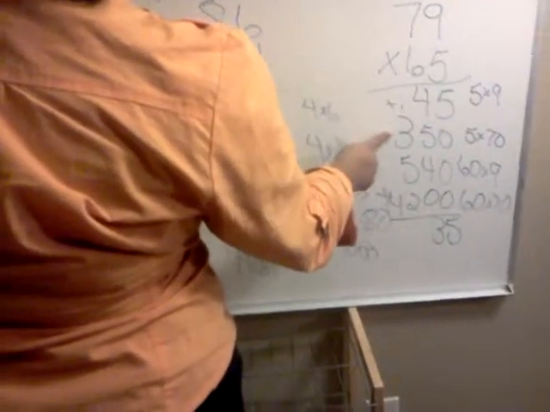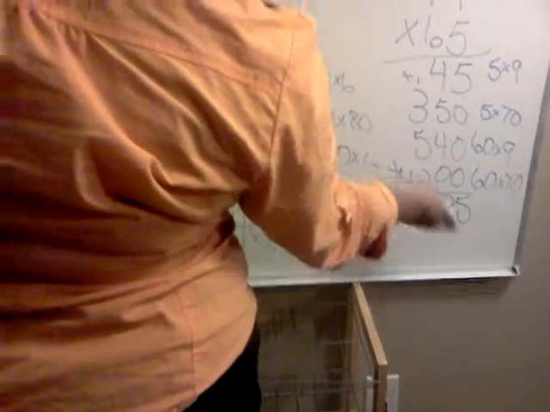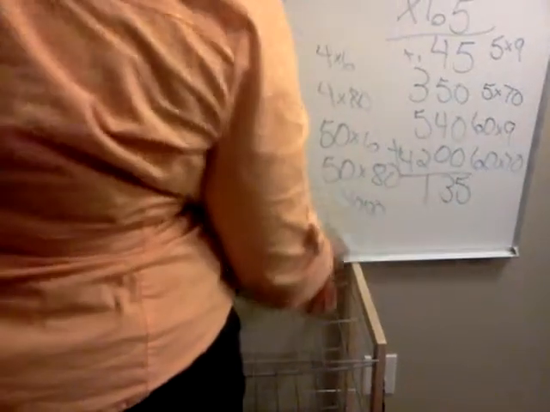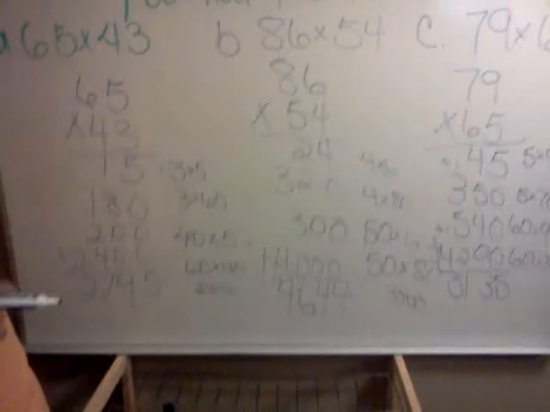1 plus 3 is 4. 4 plus 5 is 9. 9 plus 2 is 11. We put our 1 in the hundreds place, regroup our 1 to the thousands place. And 1 plus 4 is 5. So 5,135. Thank you.